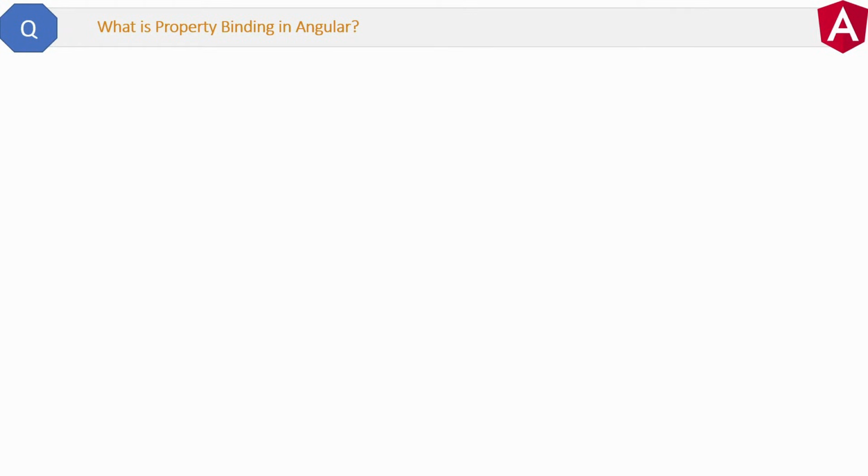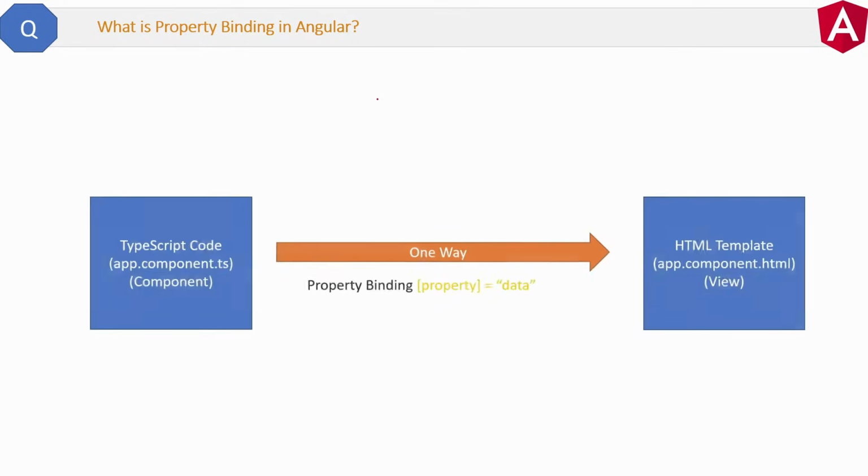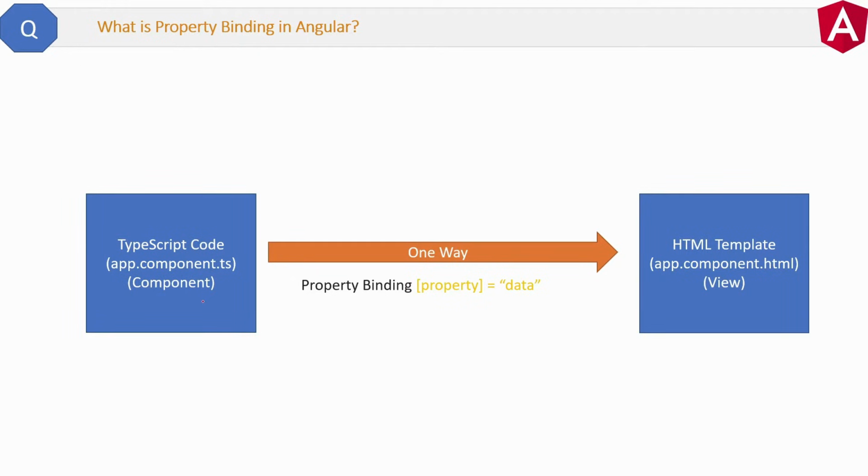What is property binding in Angular? This is 90% similar to string interpolation. See, this is the flow of data in case of property binding. Data will flow from component to view, same as string interpolation.